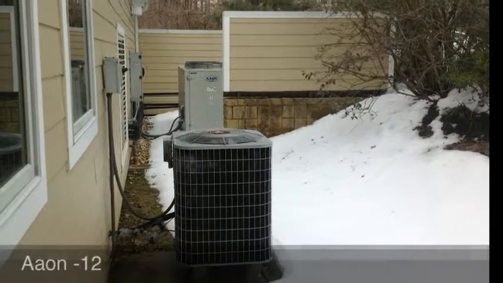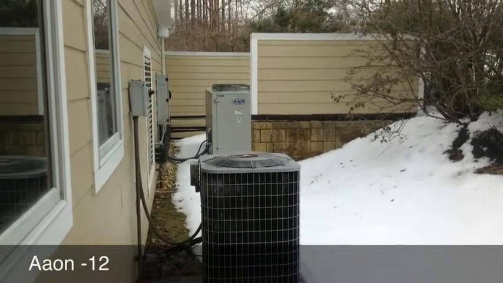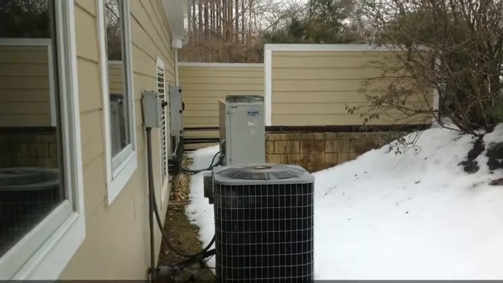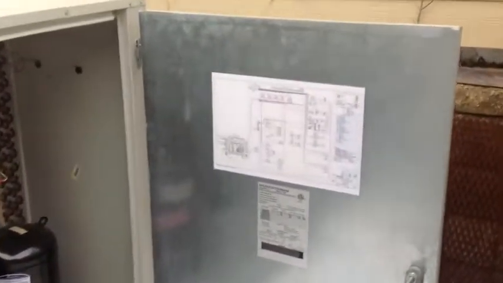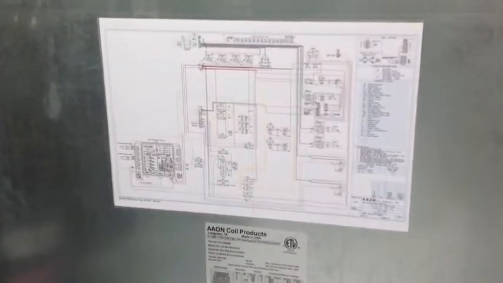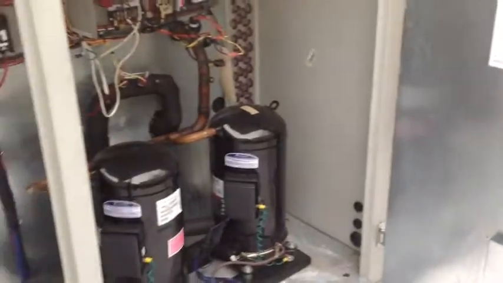In the foreground, one of the many condensing units at the property. In the background, the Aeon unit number 12 tied to the indoor air handler that serves the upper hall. The close-up views of the inside of air-cooled condensing unit number 12 tied to the Aeon unit, air handling unit number 12, which serves the upper hall.